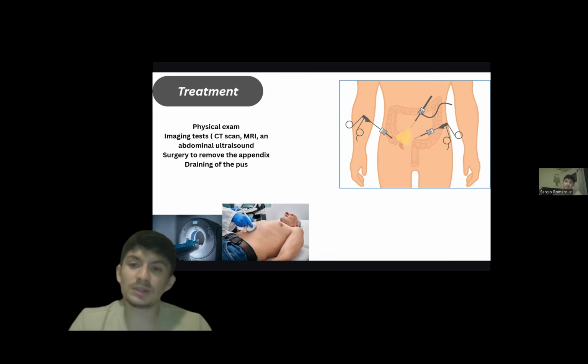Or you may opt to have a drainage of the pus, which unfortunately is not highly recommended due to the potential of the infection returning and producing more pus until the appendix bursts. In the end, if you are diagnosed with appendicitis, it is highly recommended to get surgery instead of just draining the pus and waiting it out.